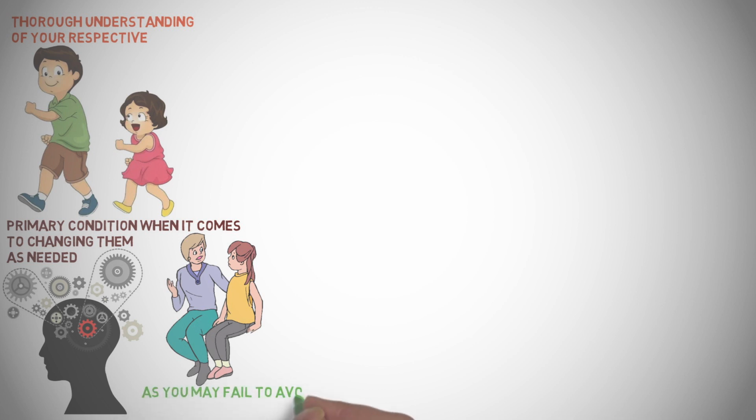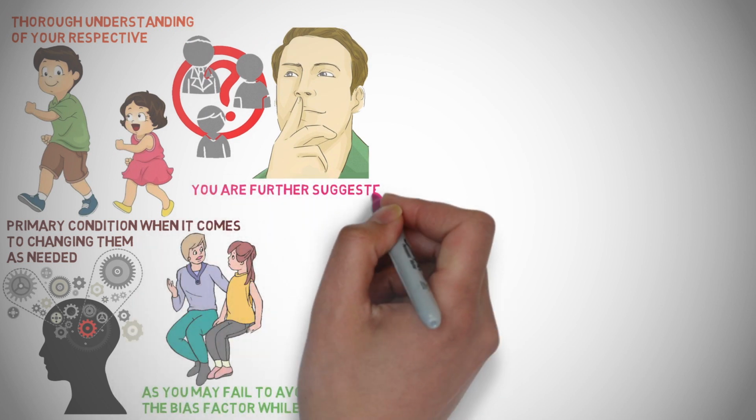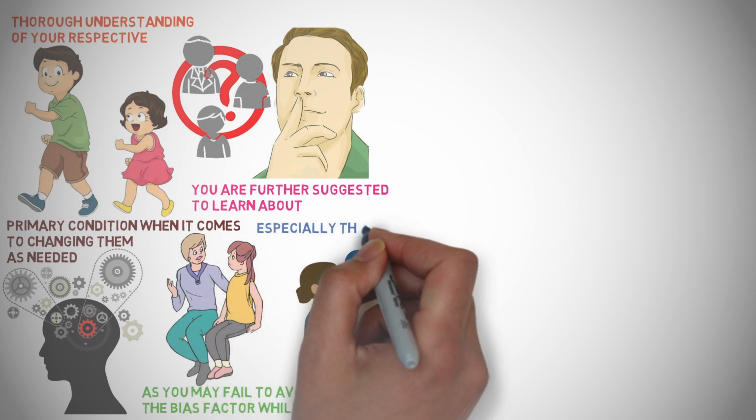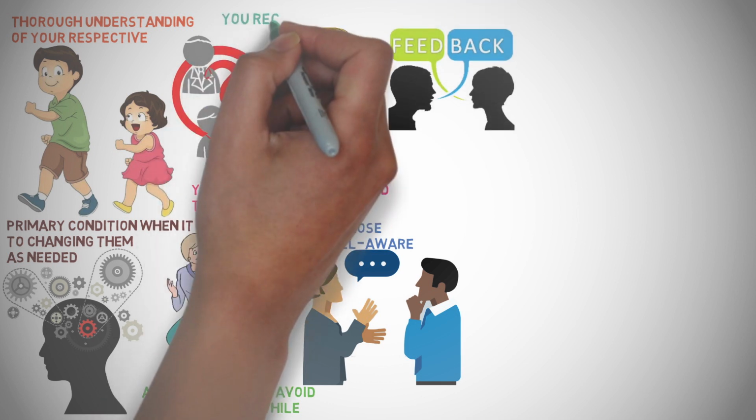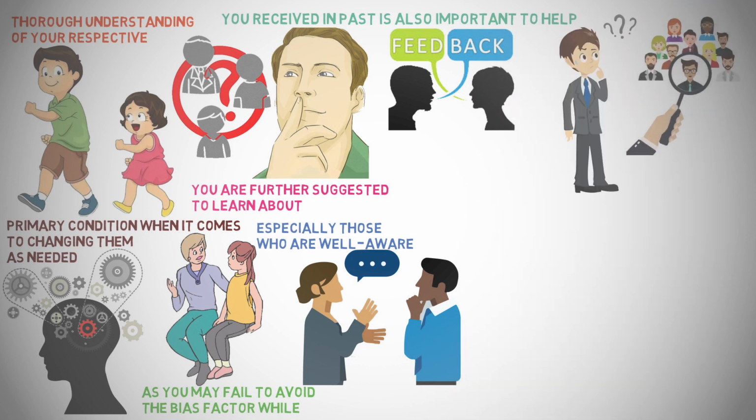It requires a conscious watch on how you think, feel, or act in certain situations. As you may fail to avoid the bias factor while checking it yourself, you are further suggested to learn about your behavior from some trustworthy people, especially those who are well aware of what you have been going through. Moreover, reflecting on the feedback you received in the past is also important to help you understand how people find you.